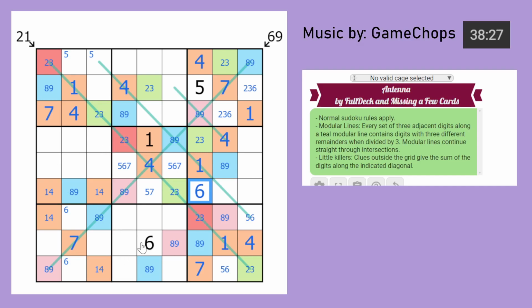Honestly, not very sure where to go on. I can put those digits. Those are 2, 3, 5, if that helps. Yeah, whatever this is can't be in those cells. So it must be there, right? Yeah, okay. Should probably do that as well.